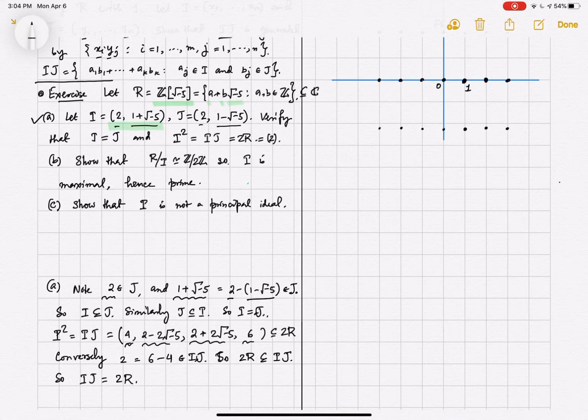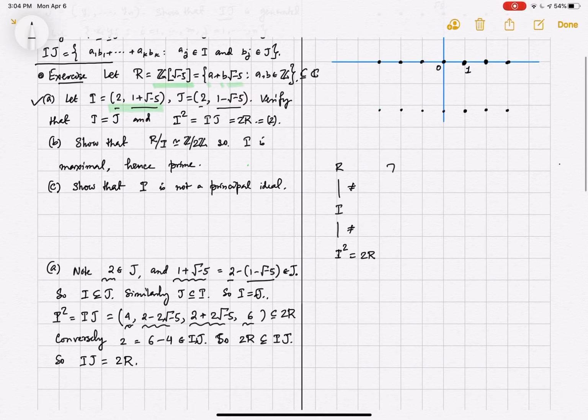Okay. And then part B, I want to show that R mod I is Z mod 2Z. You can actually prove it using part A, and I have sketched out a proof. Basically, what you show is that you have the ideal R, you have the ideal I, and now you have the ideal I squared, which is 2R by part A. And you show that R is not equal to I, and I is not equal to I squared. So both these quotients are non-trivial.